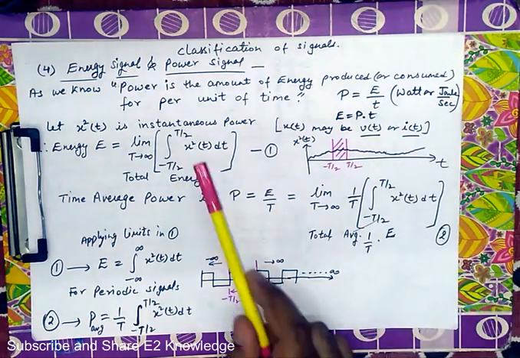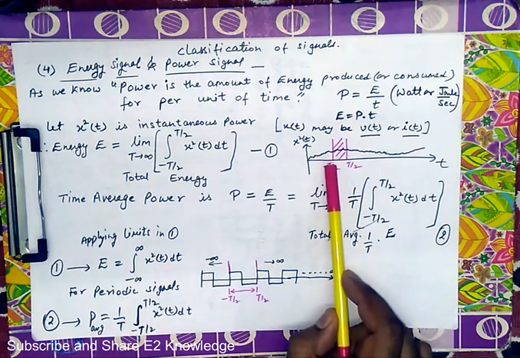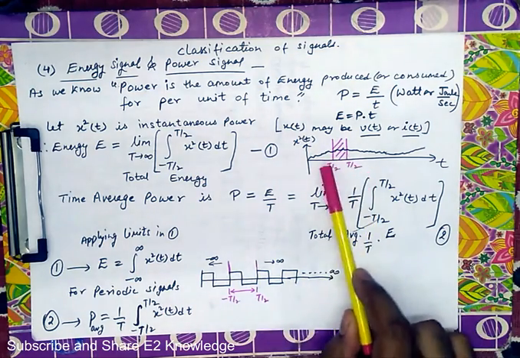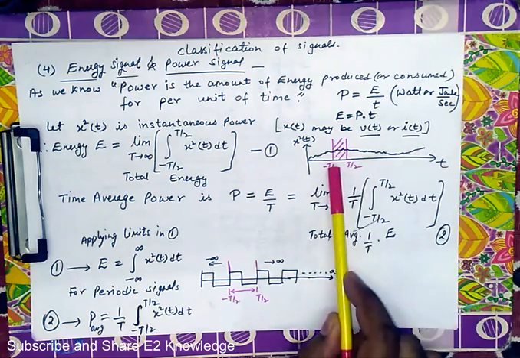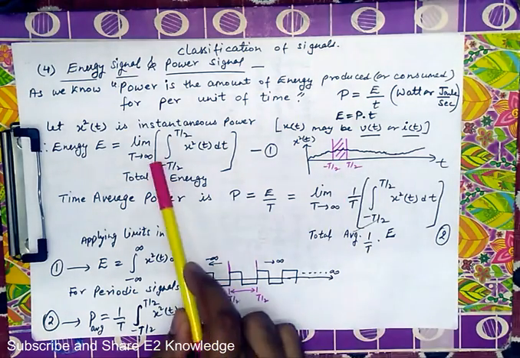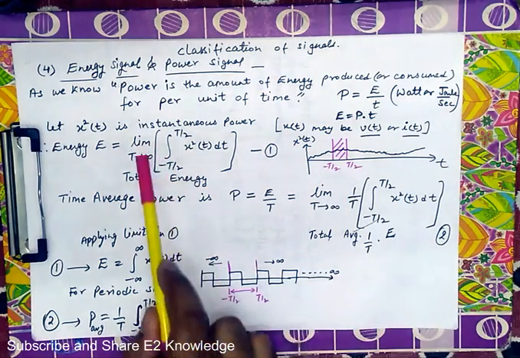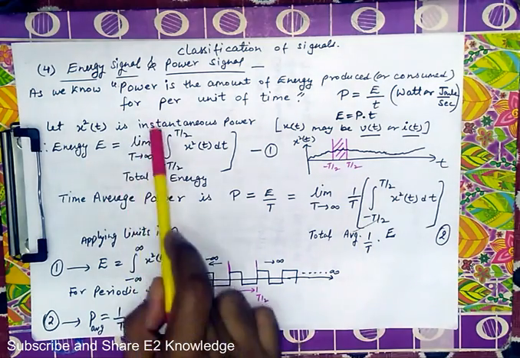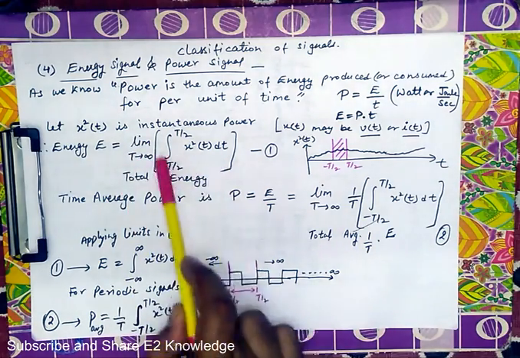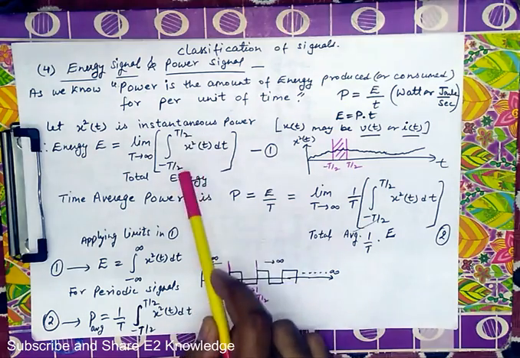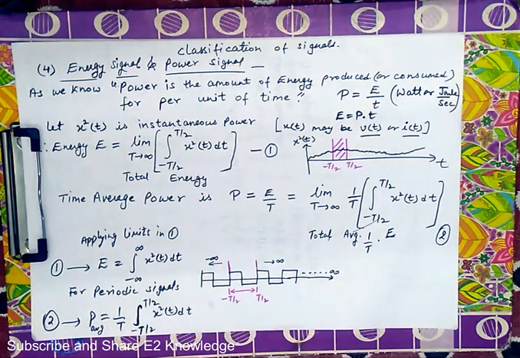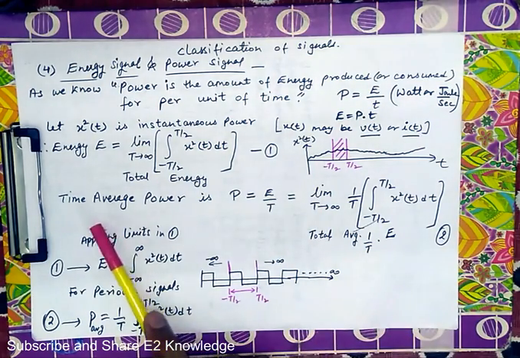If we increase this limit to the whole range, minus infinity to infinity, that is for the complete spectrum, then as T tends to infinity we have the total energy. Otherwise, it is the energy associated with this time period, minus T by 2 to T by 2, with respect to the instantaneous power of the signal.